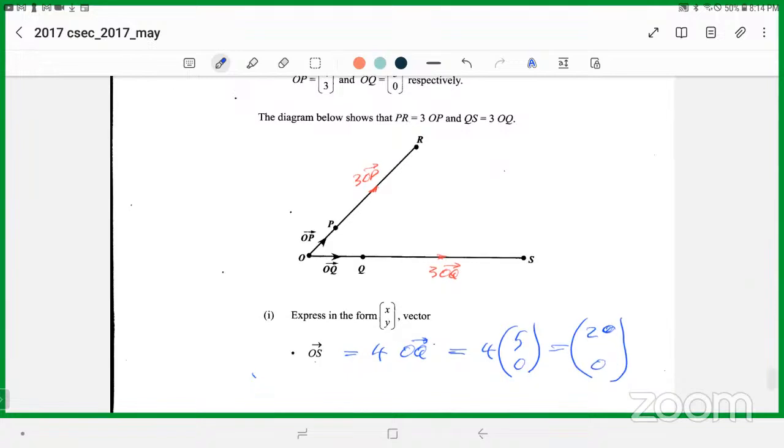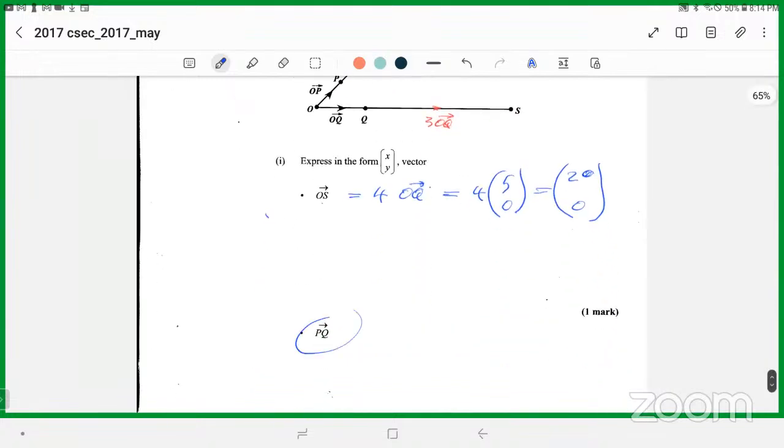That's the answer. Then I want PQ. Let's look at the diagram now. PQ is OQ minus OP. O times the last minus O times the first. Why am I using this method? Because I know the position vectors. When you know the position vectors, then you use them to find the displacement vector. O times the last minus O times the first.